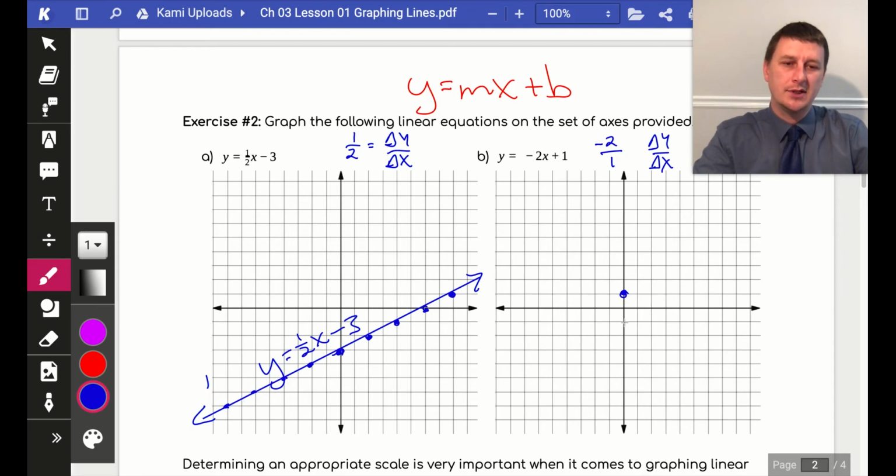So I'm going to go down 2. My change in x is going to be +1. So I'm going to go right 1. So again, I'm going to go down 2, right 1, down 2, right 1, down 2, right 1. That's all the room I have. So I'll go in the opposite direction, continuing the pattern, and I'll go up 2, left 1, up 2, left 1, up 2, left 1, up 2, left 1.